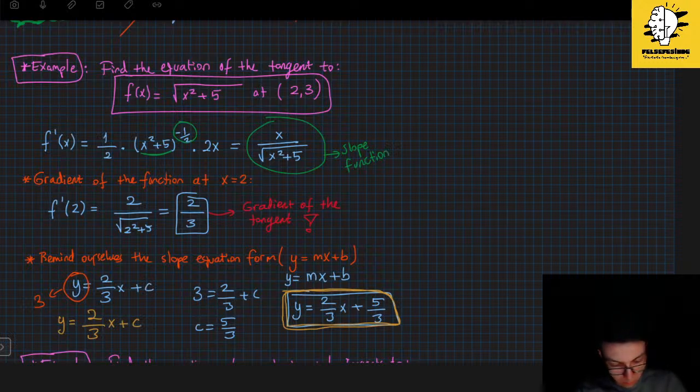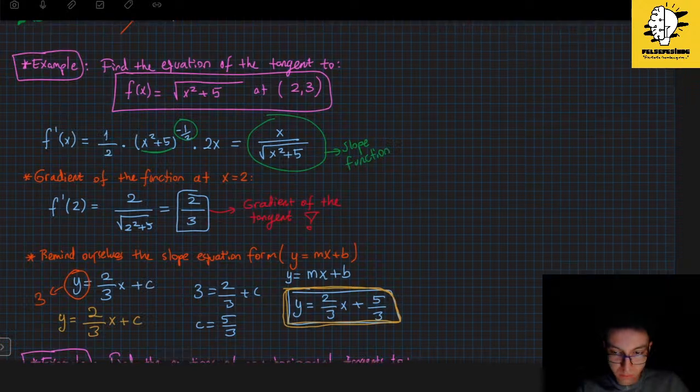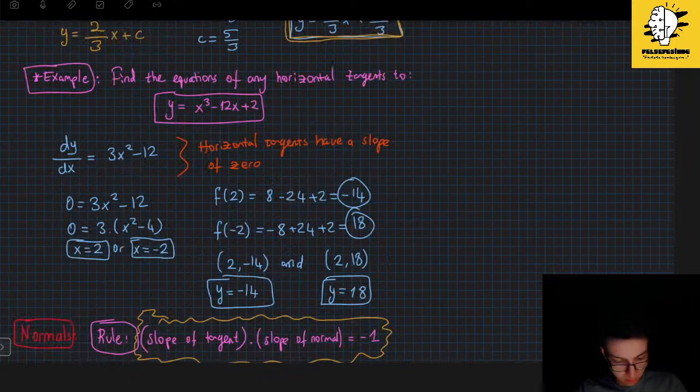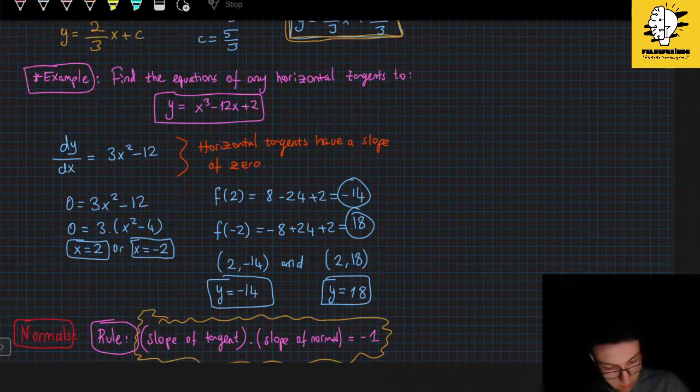I will not solve the next question because you can find it on the Felsefesi'nin website, but let's take a look at it. It's asking to find the equations of any horizontal tangents. Guys, what does horizontal tangent mean? What do you think?